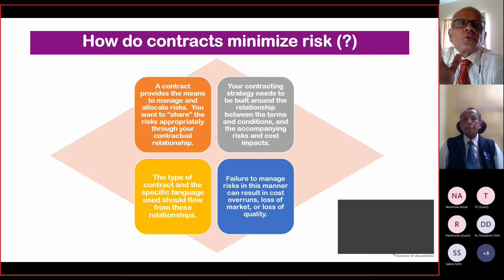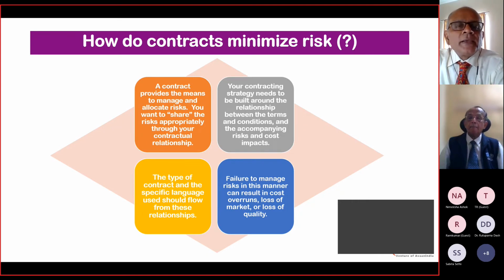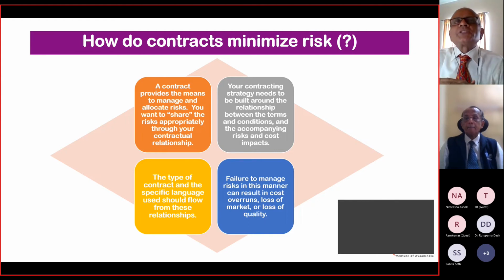Finally, to round this off, the type of contract and the language in which it is written should flow from these relationships. As you write contracts, they are expected to be bound completely and tightly. Like we say, it should be watertight so that there is no scope for ambiguity and the business is transacted smoothly. So it is extremely important that you are in a position to minimize risk in a contract.